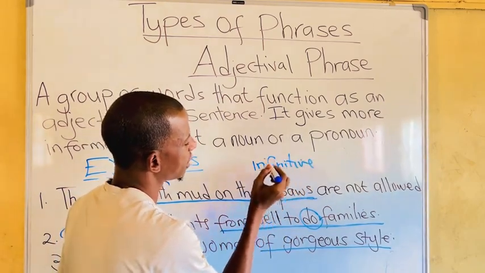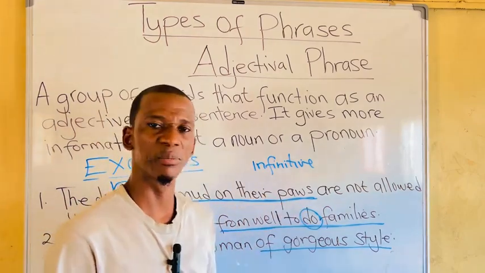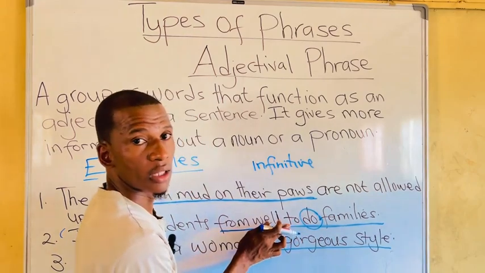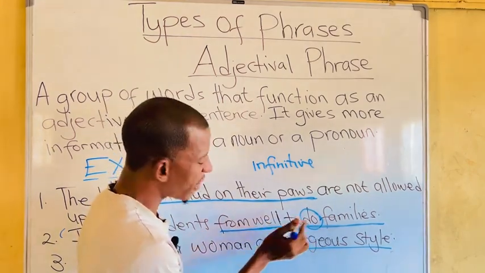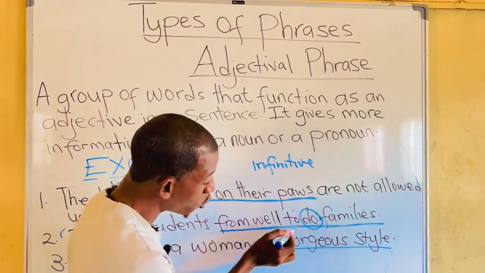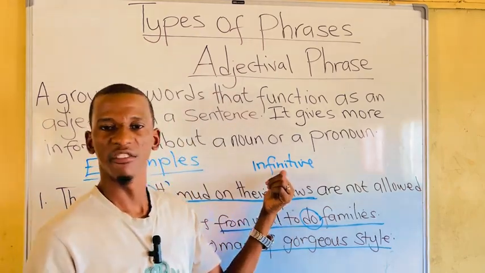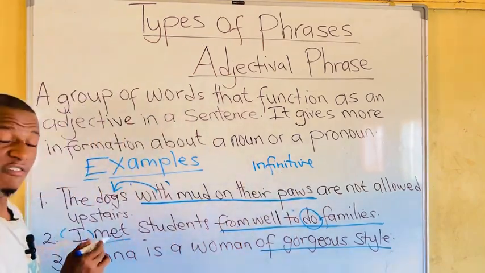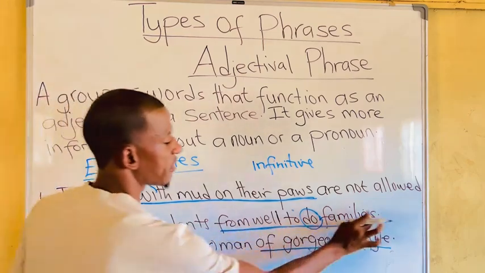What is infinitive? Infinitive is a verb that is preceded with the preposition to. You can see to here. So when you see a verb, and before the verb you have a preposition, this preposition to, that is what we call infinitive. So therefore you don't have the finite verb. The finite verb is here, met. So this is a phrase.